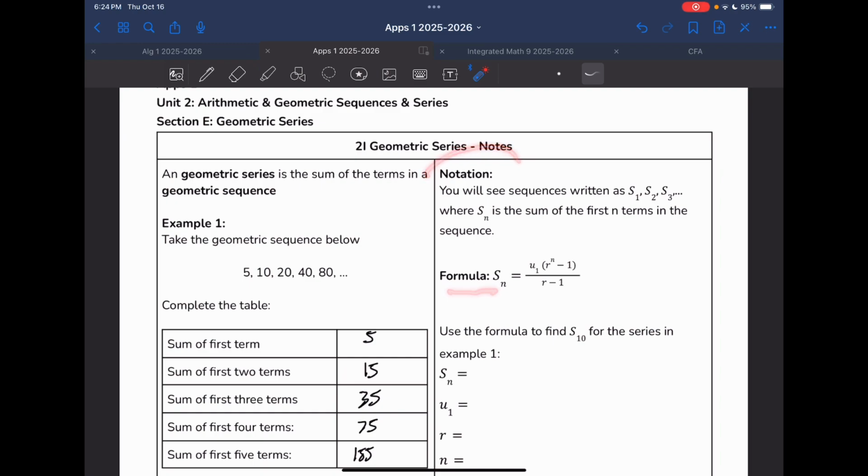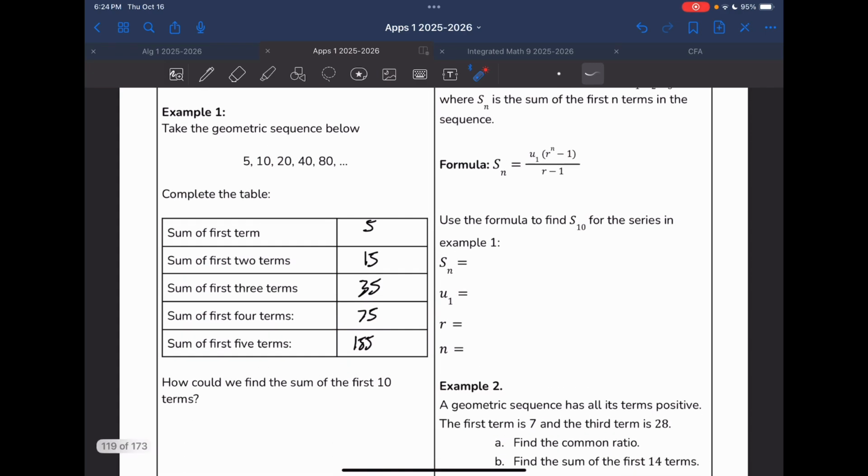So you have the formula Sn is equal to u1 times r to the n minus 1 divided by r minus 1. And the good news about this formula, see with arithmetic sequences, we needed to find un, right? We had a un in our formula. Here we don't have a un, right? We only need to know u1, r, and n, and we're good to go. Here the hardest part is just plugging it into the calculator.